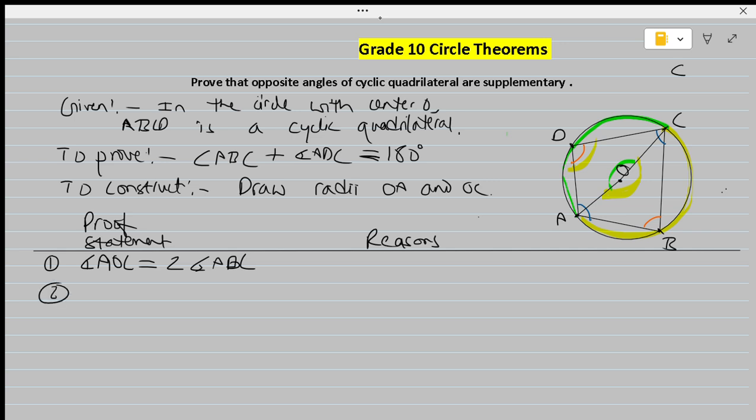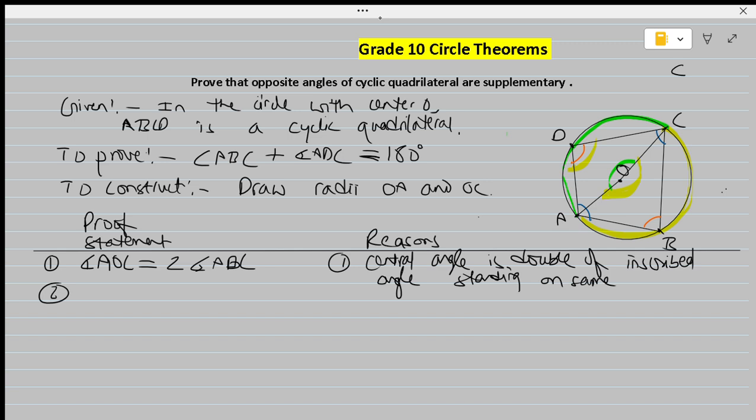First, the reason for this. We got AOC twice ABC by taking the arc ADC. So in the reason we say: central angle is double of inscribed angle, standing on the same arc, and the arc name is ADC.